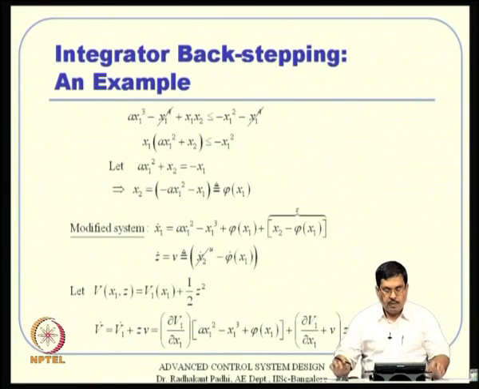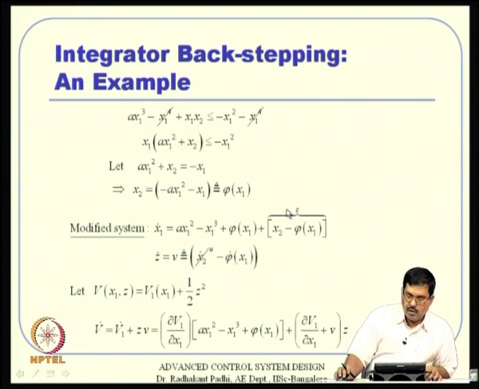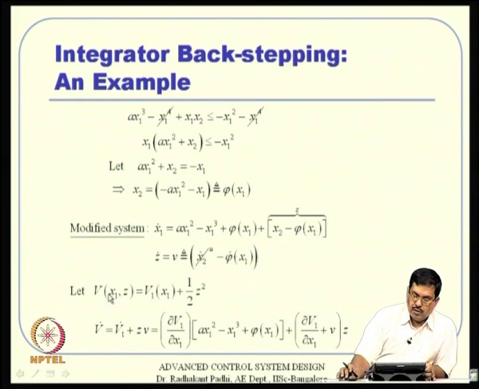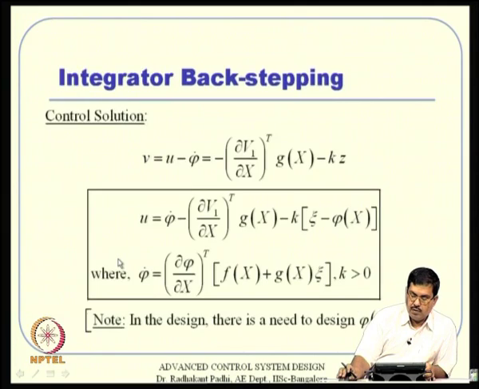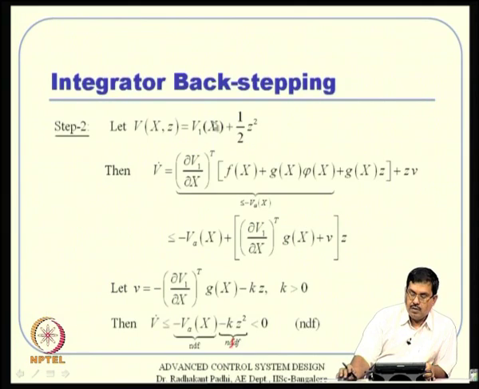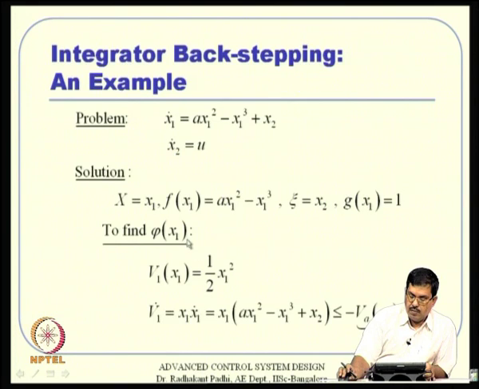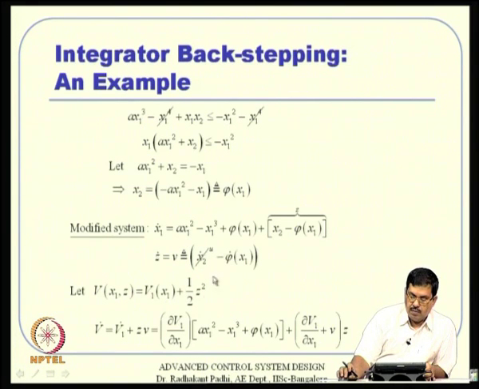Now we will go back and write the modified system dynamics. So we will add and subtract and things like that. We will write this x1 dot in this form, where z dot is v, and v is defined as u minus phi dot. So we have to take this V as V1 of x1 plus half z square again, following the same theory that we just discussed. So V dot is nothing but V1 dot plus z times z dot, and z dot is v anyway.